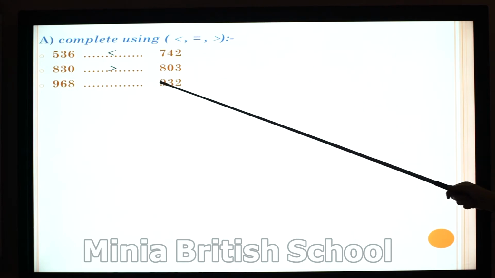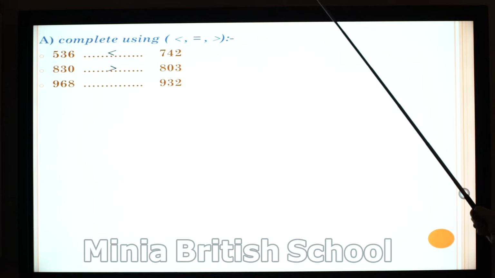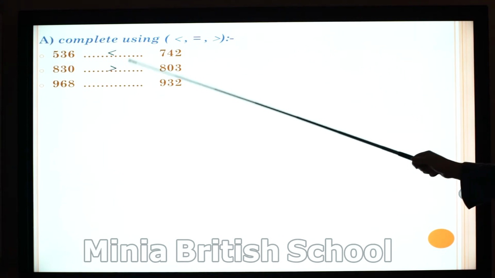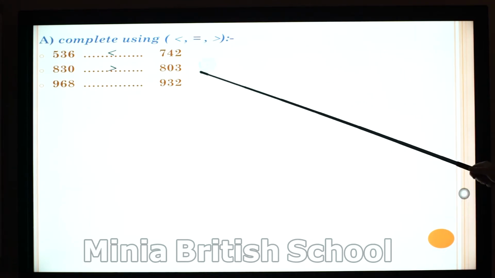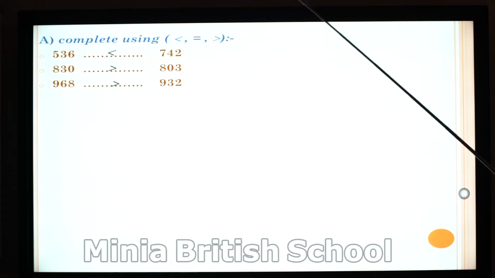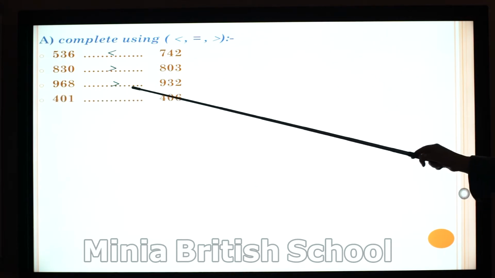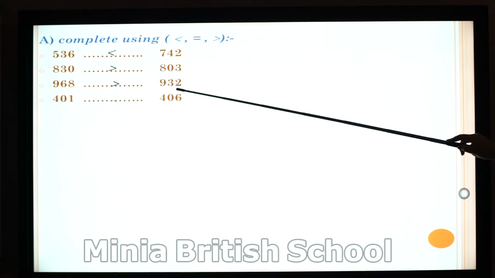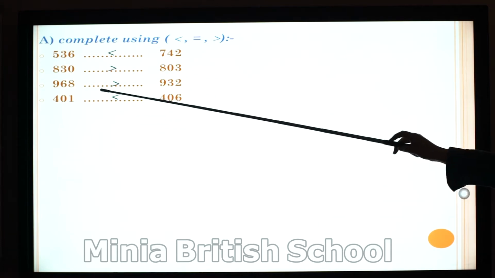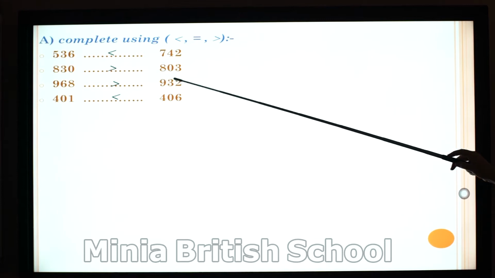Third one, 968 and 932. Look at the hundreds place. Here 9 in hundreds and here 9 in hundreds. Look at the tens place. The tens place here is 6, but the tens place here is 3. So 968 is greater than 932.